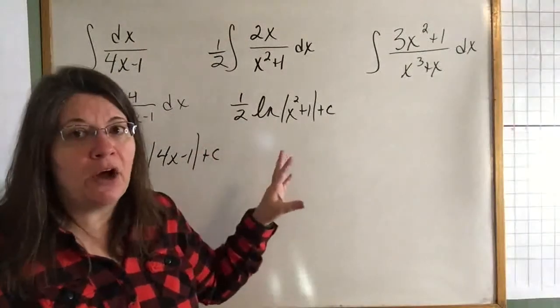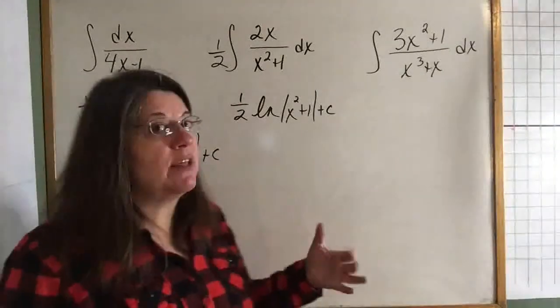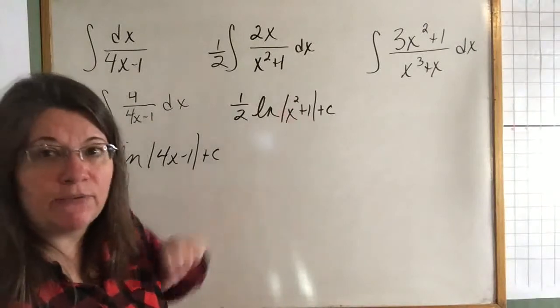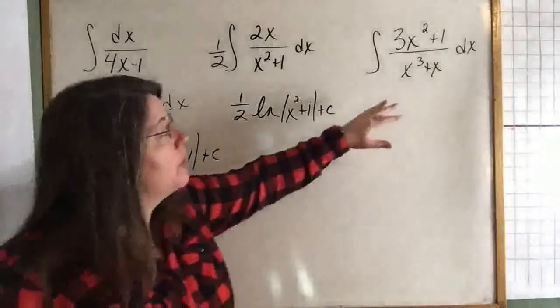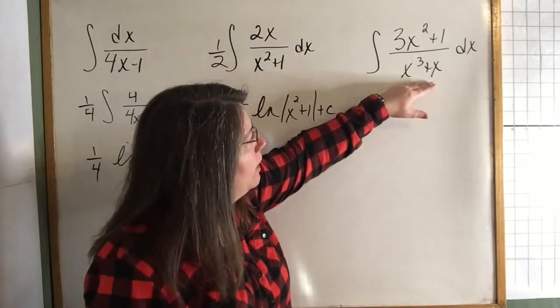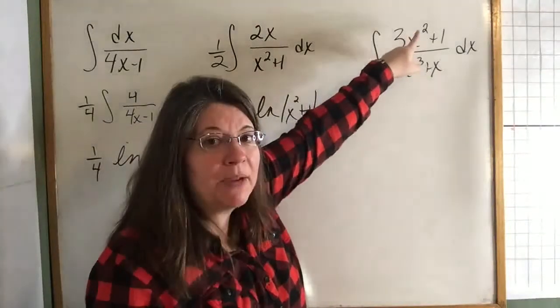This shows up quite often. So this is one of those things that you're going to see quite a bit. So you need to really focus on what you're looking for with these different types of integration problems. For this one, the derivative of the bottom is 3x squared plus 1. That's exactly what we have on top.